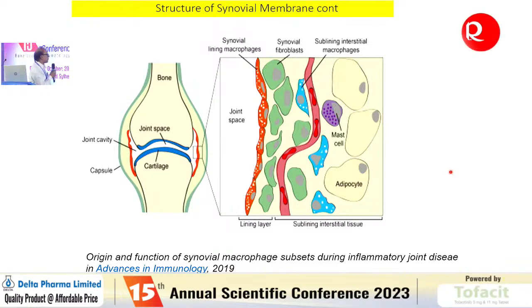This slide shows the structure of the synovial membrane. This structure shows a macrophage, another fibroblast, adipocyte, and mast cell. This is a mast cell.